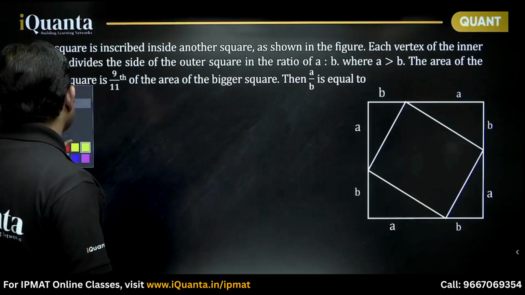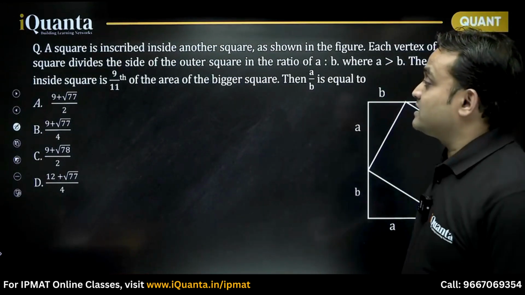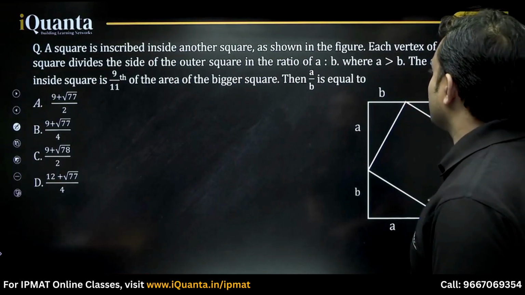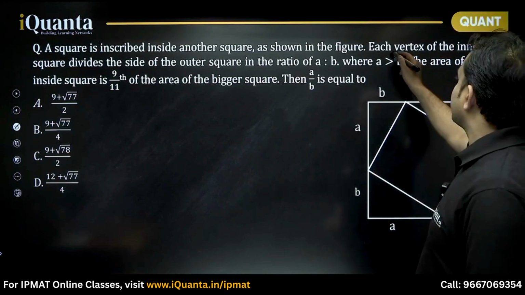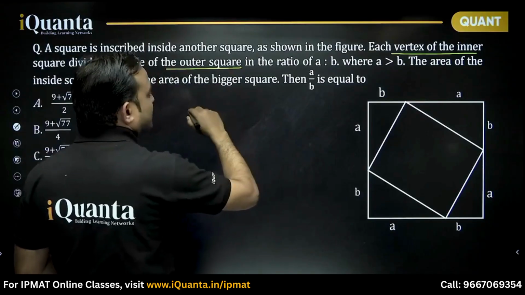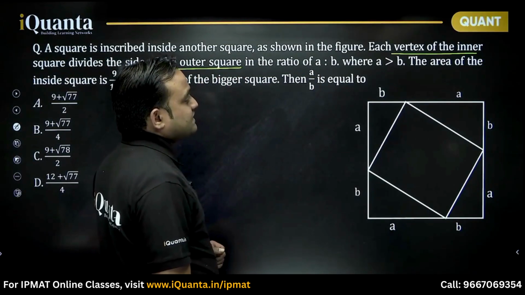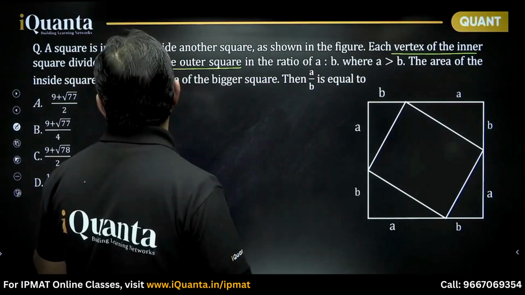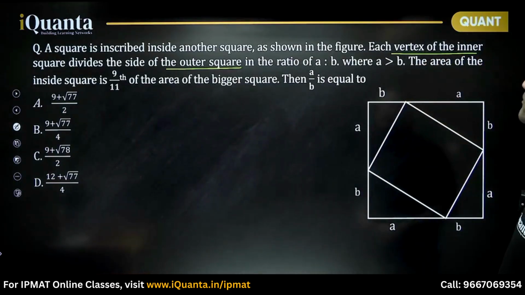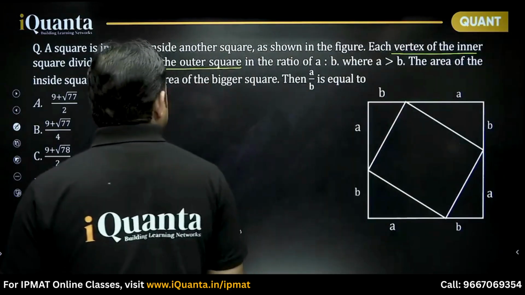Now, next question. It's a really good question based on a square. A square is inscribed inside another square as shown in the figure. Each vertex of the inner square divides the side of the outer square in the ratio of A is to B, where A is greater than B. The area of the inside square is 9 by 11th of the bigger square, then A by B is, what do we know?